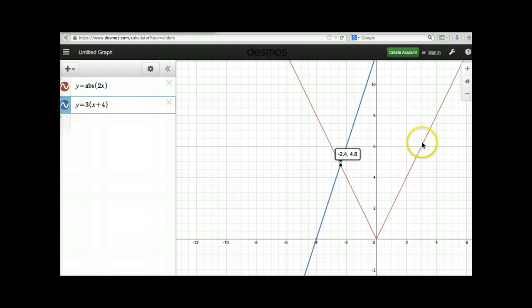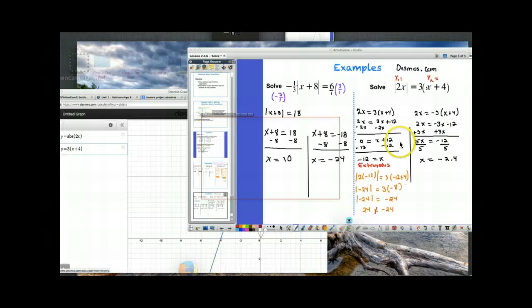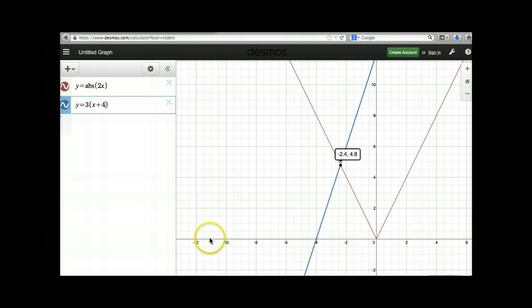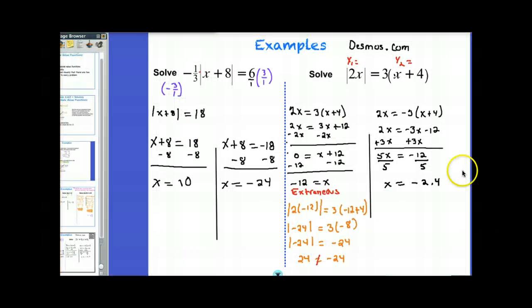Here is the red one, the absolute value makes a V. The blue one is a linear equation, and you'll notice it is only intersecting in one place, at the negative 2.4. Our other answer that we got, we can go back and look, was a negative 12. And when I look here, negative 12 is over here. This blue line will definitely not intersect this anywhere near negative 12. So you can see why that is extraneous. And we can also see and confirm that the negative 2.4 is in fact a solution.